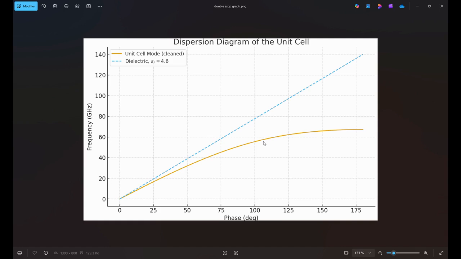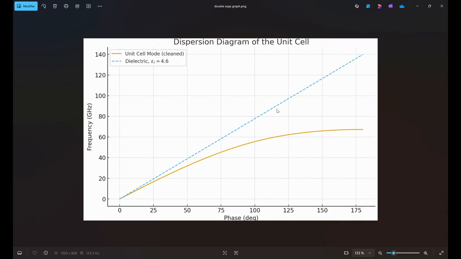But it also tells us that it's a very strongly bound mode. The SSPP mode is very bound to the surface, and it does not radiate easily into the dielectric, because you can see that when we vary the phase across the Brillouin zone, the SSPP mode is always below the dielectric line. This is a very important result, and you can see that it also presents a TM-mode-like dispersion, due to boundary conditions, because we only excite one conductor.